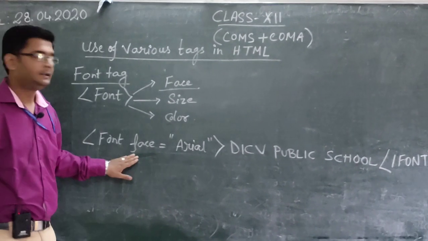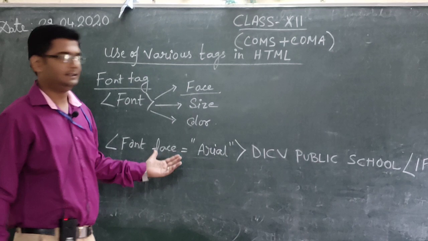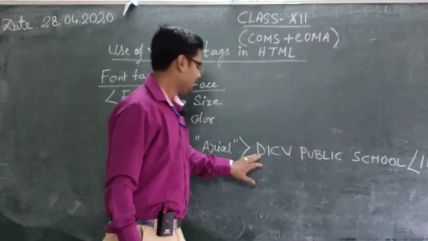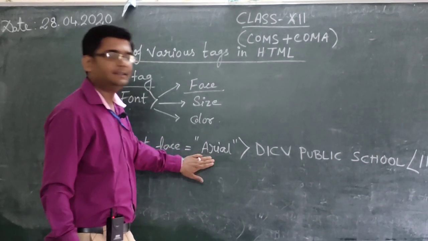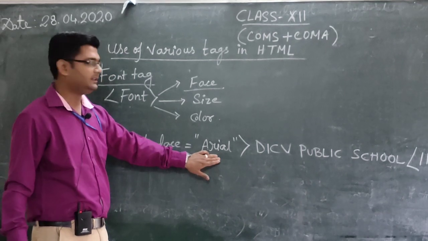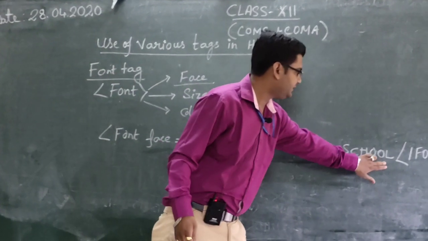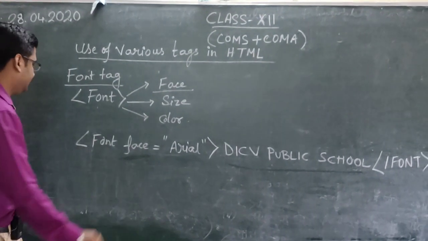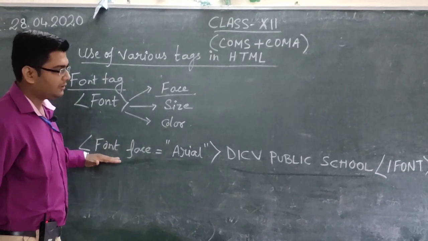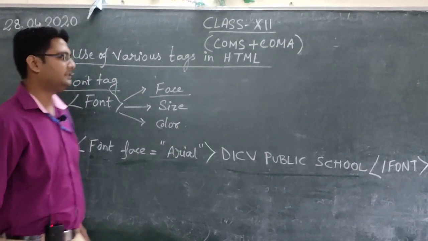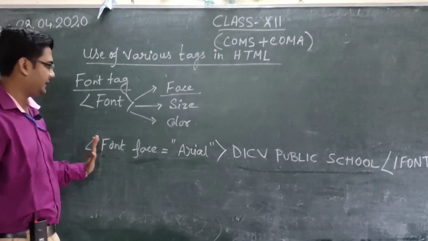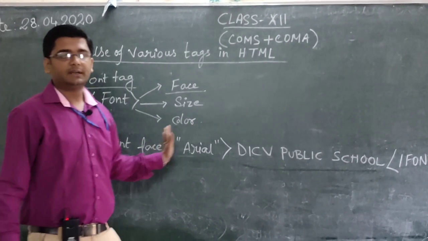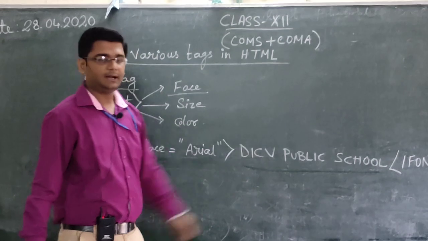So what do you mean by face? Face means the writing style, how the text will be displayed, what will be the style of the text. So I have used here the face as Arial. So this DICV Public School will be displayed in my web page and the style will be Arial. So see, I have opened the font tag over here and I have closed the font tag at the end of the statement. So this is a container tag. We have already discussed earlier that container tags are the tags which have both opening tag and closing tag.